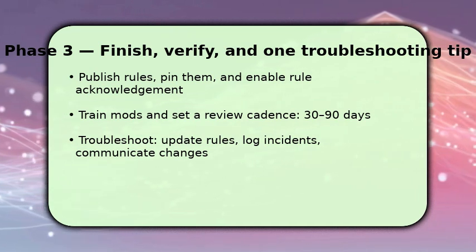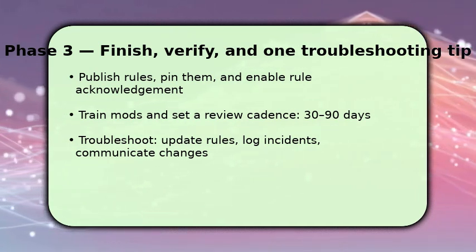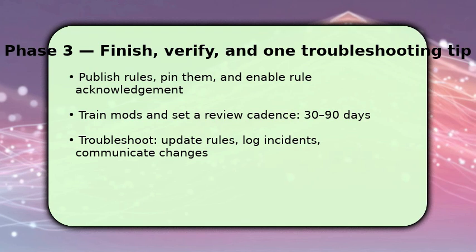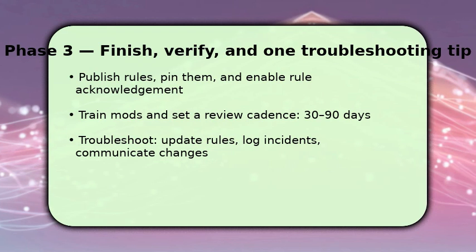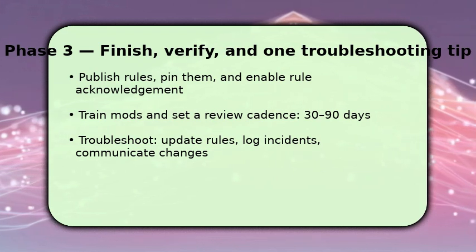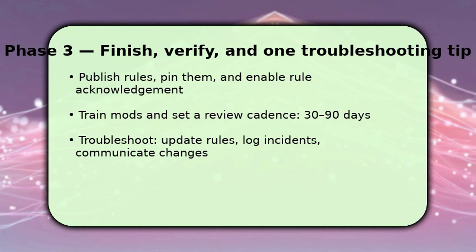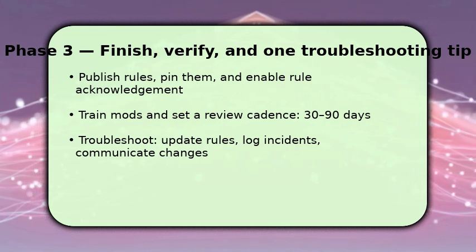If things go wrong, members dispute actions, log incidents, gather screenshots, and communicate transparently with the involved parties. Offer an appeal process. Make sure to update rules publicly when major changes occur, and notify the group so everyone stays aligned.